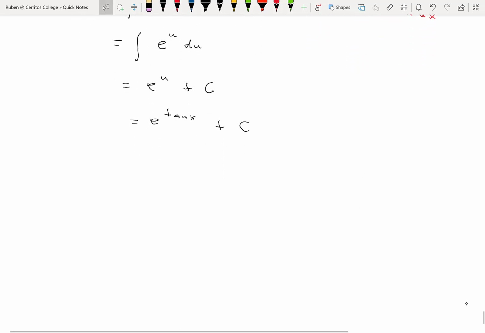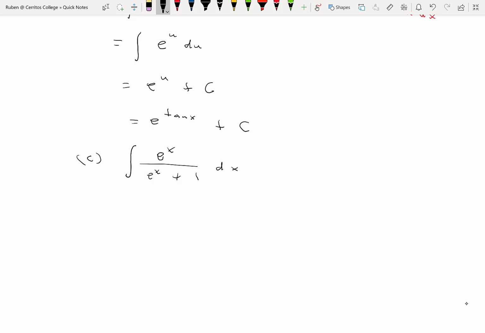Let's up things even a little more. Let's take a look at, say, the integral of e to the x over e to the x plus 1 with respect to x. This one's a little rougher for us. How can I do this?